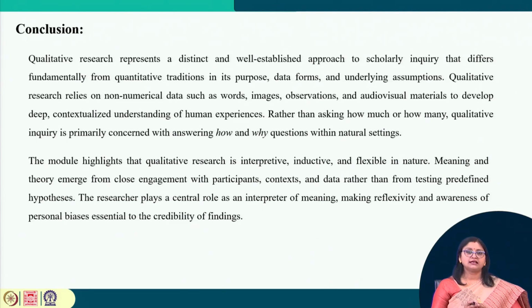This module, qualitative research part 1, highlights that qualitative research is interpretive in nature, inductive and flexible. Meaning and theory emerge from close engagement with the participants, context and data rather than from testing a predefined hypothesis. So, we are not generating a predefined hypothesis in qualitative research.